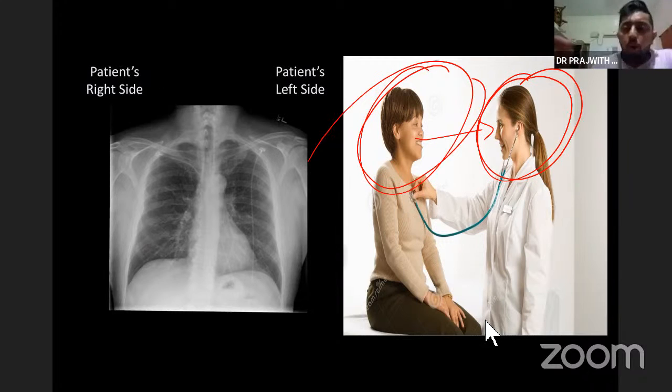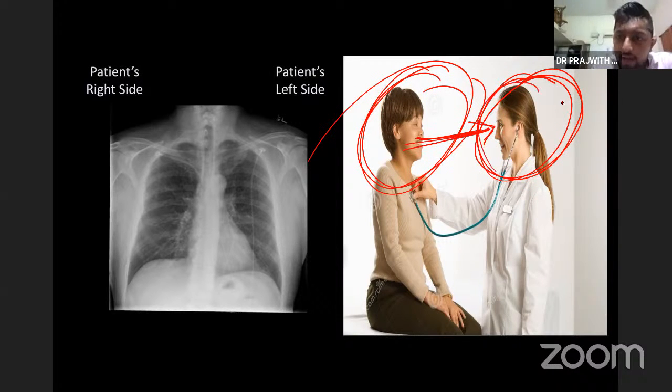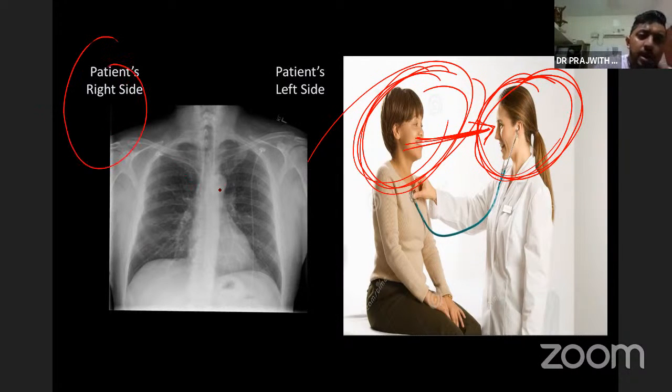Okay, so what exactly happens here is that there is a doctor, there is a patient. Whenever we examine any patient, we have to imagine that the patient is looking at the doctor, and we are examining. So whenever a patient is looking at me, which is his right? Whenever a patient is looking at me, this is his right and this is his left.